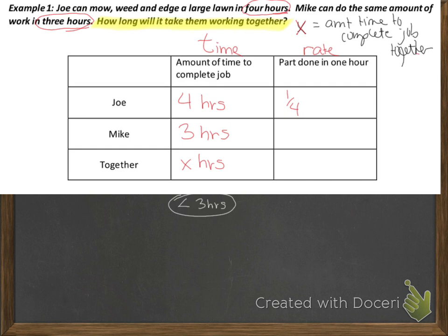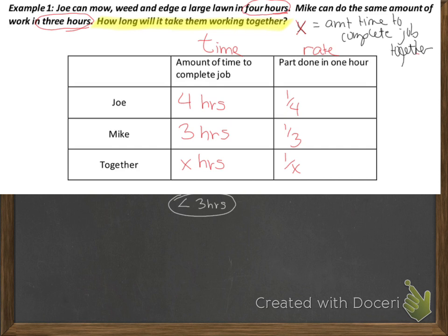Likewise, if Mike can get the whole job done in 3 hours, assuming a constant rate of work, we assume that he can get 1/3 of the job done in just 1 of those hours. Likewise, together, if they take X hours to complete the job, we assume that they get 1/X of the job done in 1 hour. Now we've already made it clear that it doesn't make sense to add 4 plus 3 and get 7 for our final answer, right? Because again, if they're working together, the amount of time it takes them should be smaller, not larger, than the time it takes them by themselves.